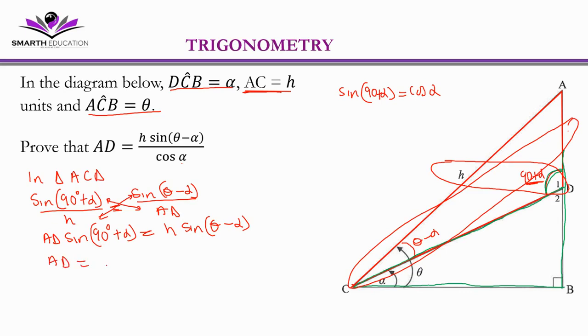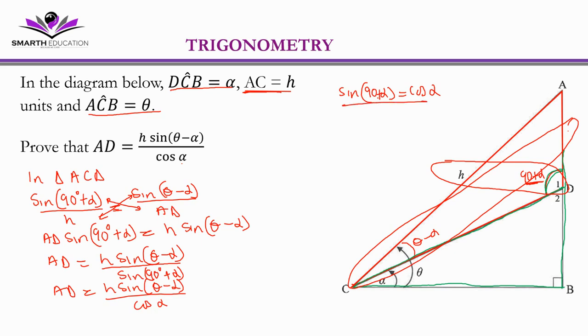AD is equal to H sine theta minus alpha divided by sine 90 plus alpha. And then we said sine 90 plus alpha is cos alpha, so we can say AD is equal to H sine theta minus alpha over cos alpha. Okay, because sine 90 plus alpha is equal to cos alpha. We need to prove that AD is equal to H sine theta minus alpha divided by cos alpha.